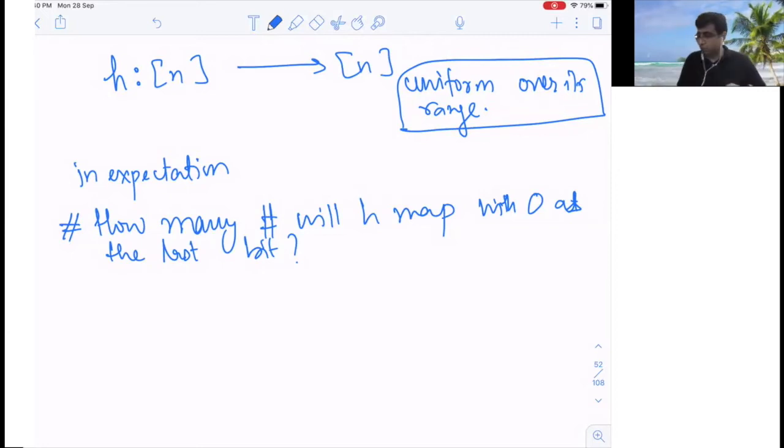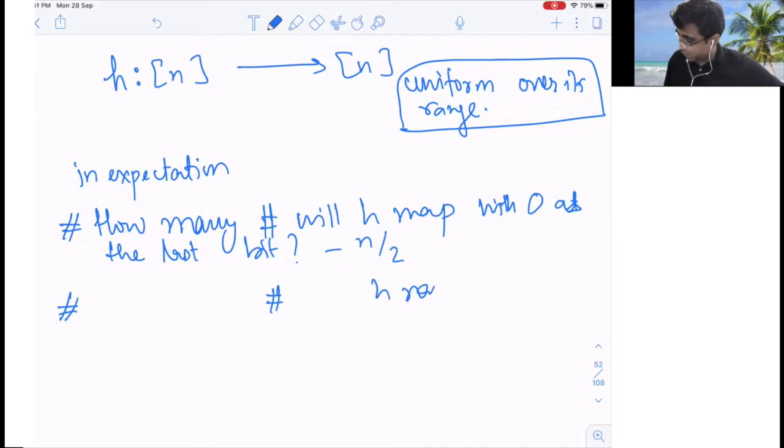Hello. So how many numbers will H map with 0 as the last bit, of course in expectation? Anybody? Half. Yes, roughly half. Okay. So now we ask how many numbers will H map with 0, 0 as the last two bits?